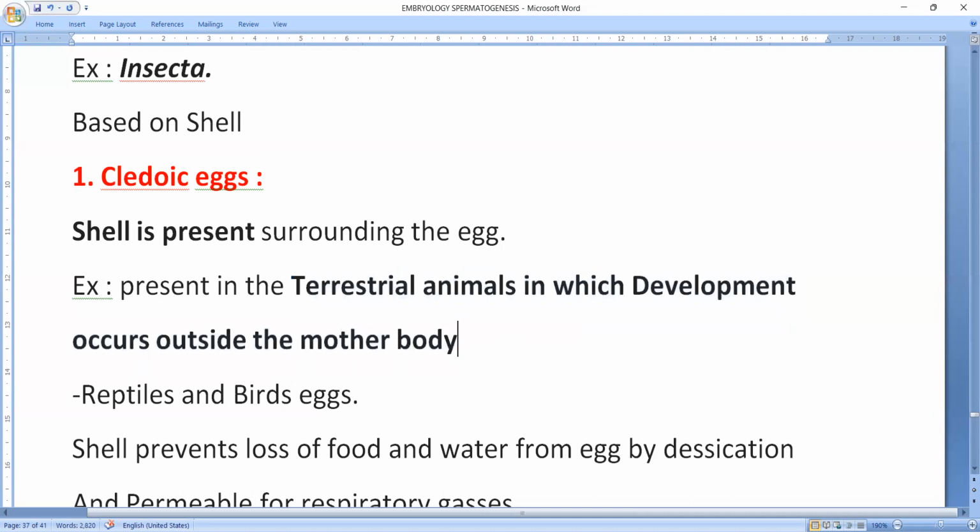So the need for shell in the evolution, it is an adaptation actually. So these animals, first of all they are terrestrial animals, and at the same time, the placenta is not developed in these animals. So the placenta and uterus is not developed in these animals.